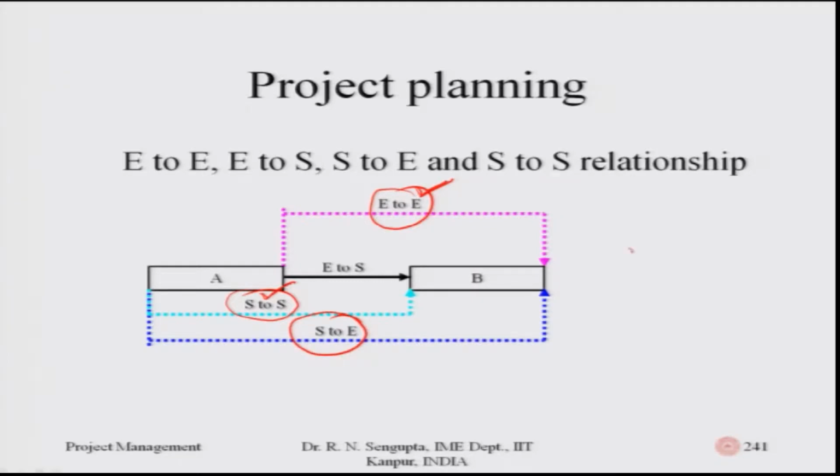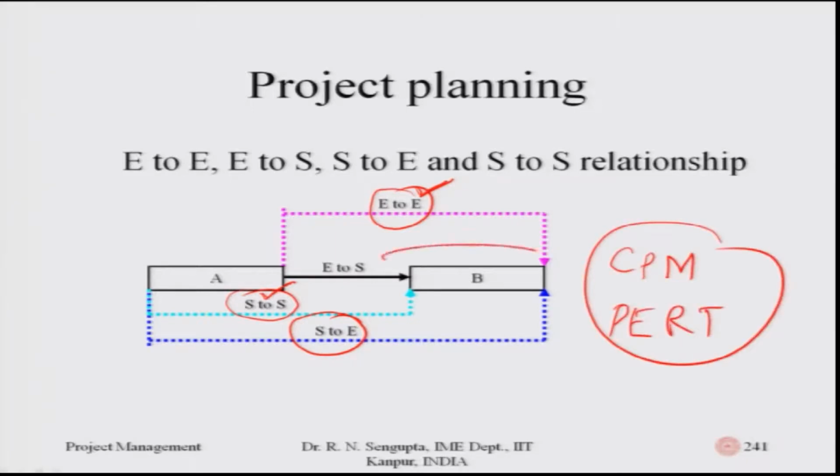So for the CPM, which is the critical path method, and the PERT method, we will only consider the end to start concept, based on which we will find out the slack, the critical path and the floats.